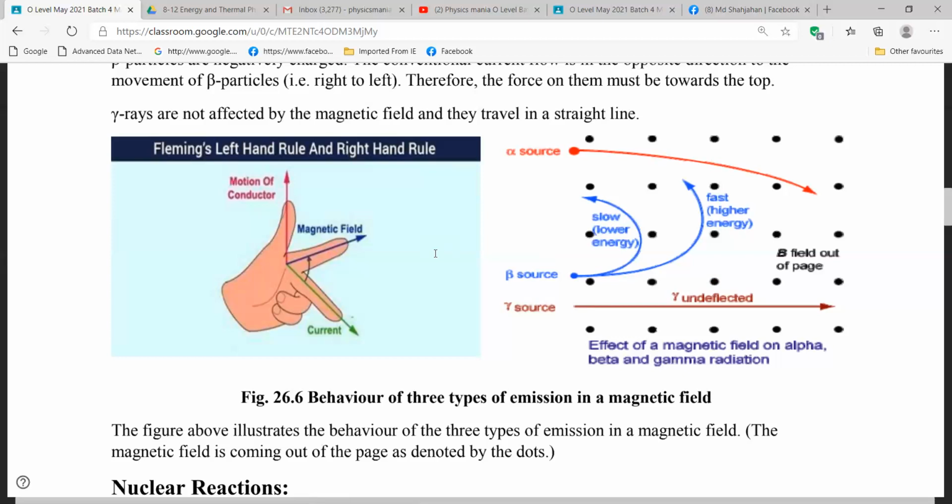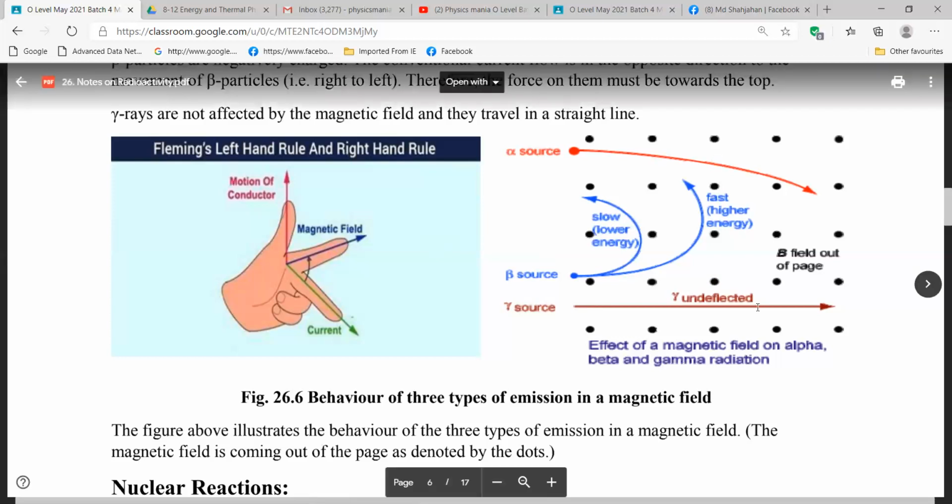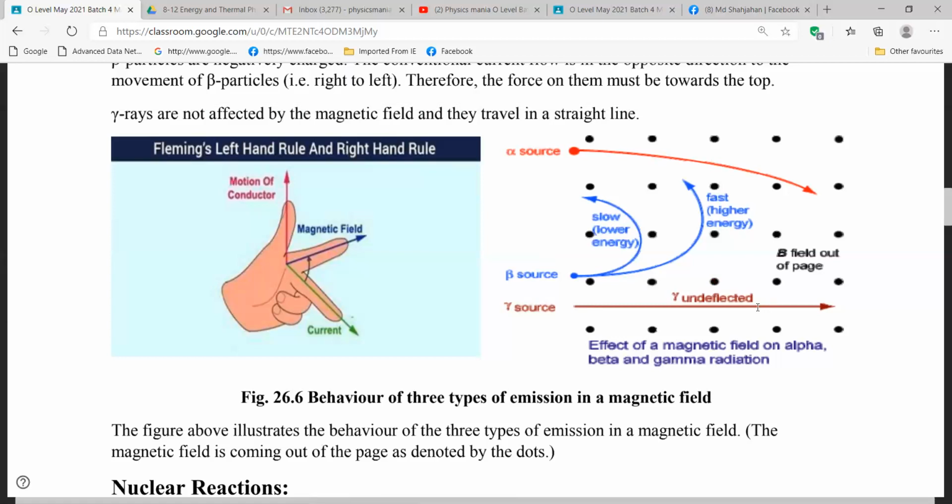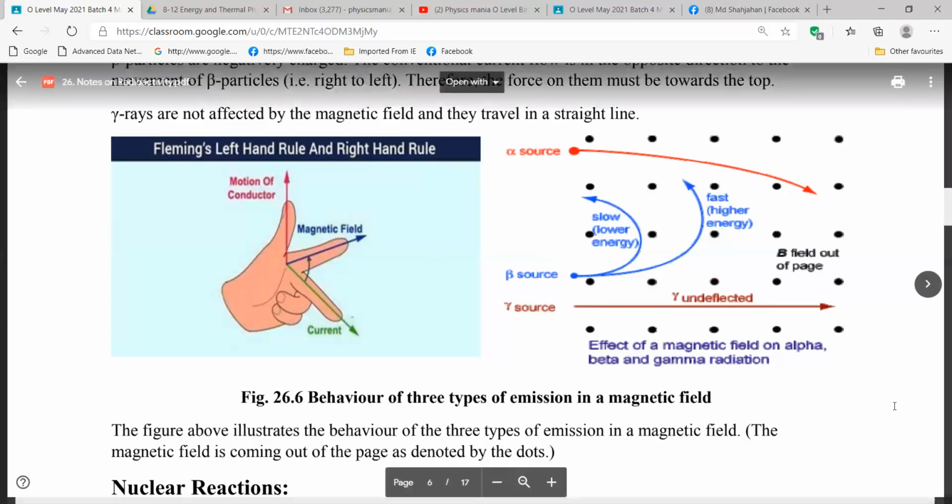Anything else? No, sir. Done? Yes, sir. You did the drawing? Yes, sir. I did the drawing. You wrote the point that the magnetic field is out of the page? Yes, sir. I wrote it beside the diagram that it is out of the page. It is towards us. Any more questions about the alpha, beta, and gamma deflection in magnetic field? No, sir. It's clear.